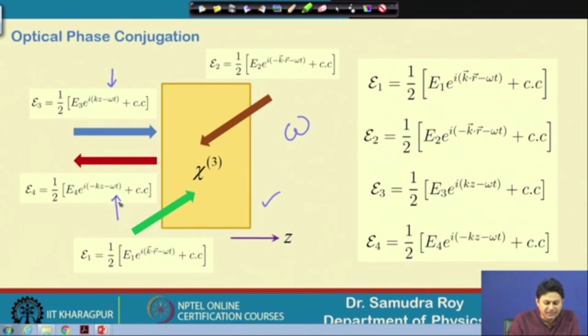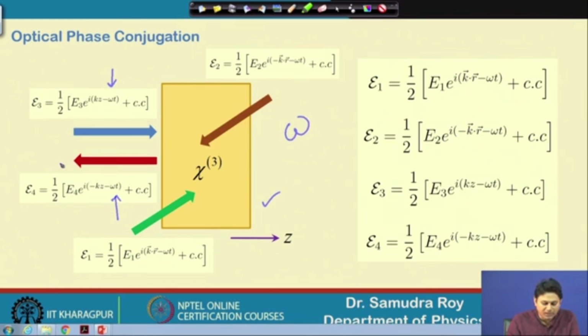But since the direction is different, in one case the wave is moving in the forward direction, and in the other case the wave is reflected back. So, in one case if I write the plane wave in the form e to the power i(kz minus omega t), in the next case I should write e to the power i(minus kz minus omega t). So, this is the same wave, but it is moving in the opposite direction.